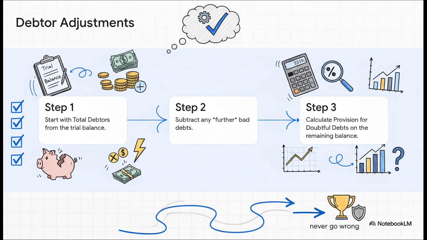Now, to get this right in your exam, you have to follow these steps in this exact order. It's like a secret formula. Step 1, always start with the total debtors from your trial balance. Step 2, subtract any new bad debts, the ones they give you in the adjustments. Step 3, and only after that, on the amount that's left, do you calculate the new provision for doubtful debts. Follow this order, and I promise you will never make a mistake.